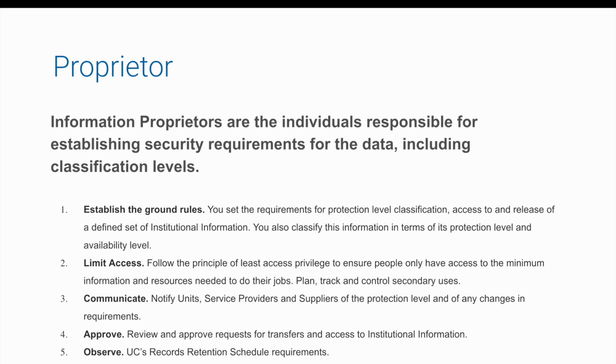And finally, you observe. Be sure to stay on top of UC's record retention schedule requirements. For more information, check out UCOP's Quick Start Guide by role for proprietors.